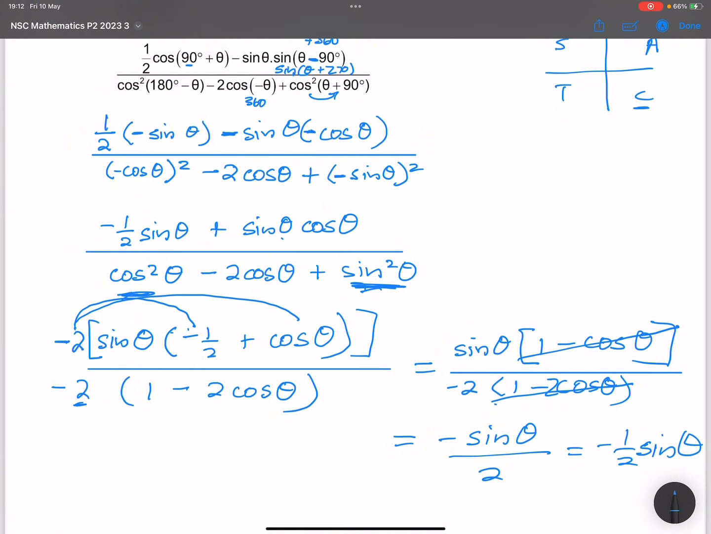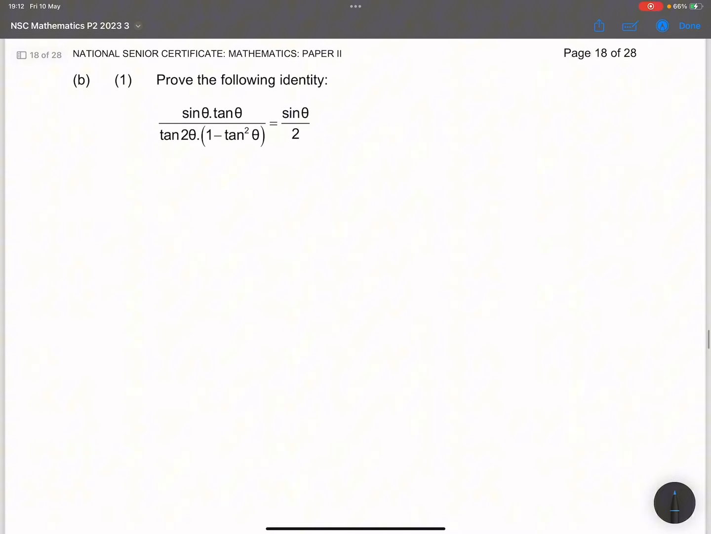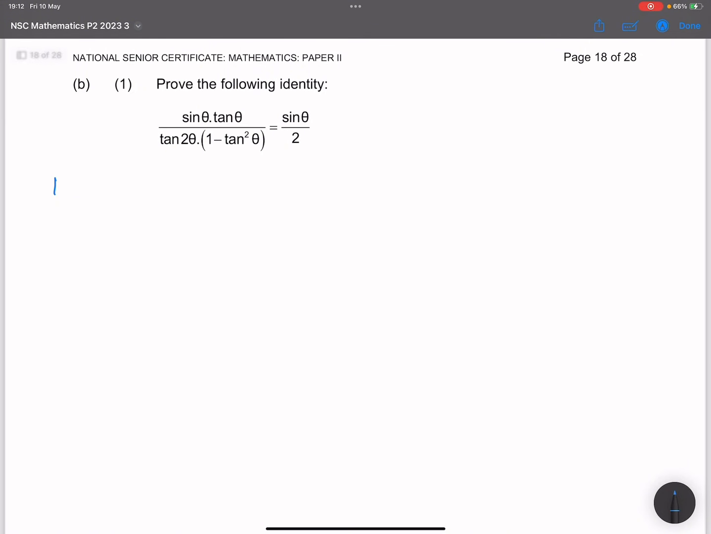Right, so let's go to the next portion. They say we need to prove the following identity: sine of theta tan of theta, over tan 2 theta, multiplied by 1 minus tan squared of theta, equals sine theta over 2. Now, ladies and gents, I always say we need to work on the left-hand side or the right-hand side separately. I'm going to start on the left-hand side. So I know my right-hand side would remain exactly as is.